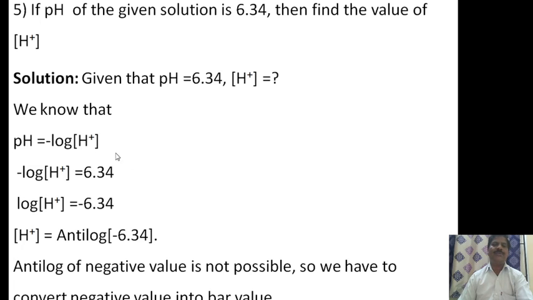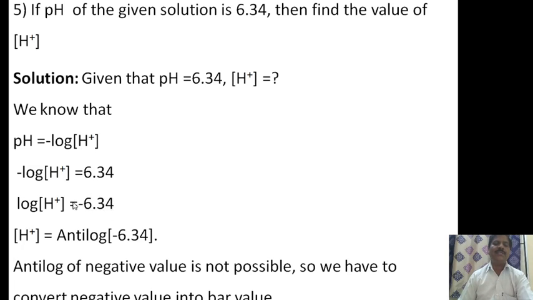These are simple problems. One more I will solve. If the pH of the given solution is this much, find the H plus ion concentration. Given that pH is equal to 6.34, then for the H plus ion concentration, we know that pH is equal to negative log to the base 10 of H plus ion concentration. Then write the negative log of this much. Then this will be converted, that is minus 6.34.